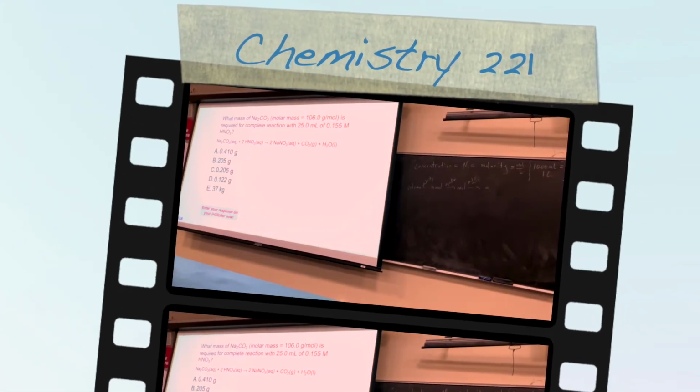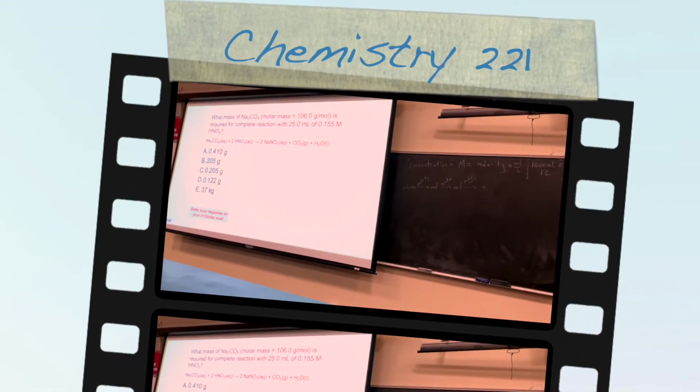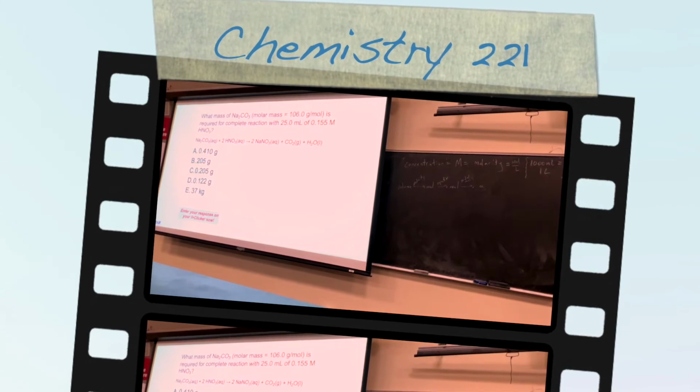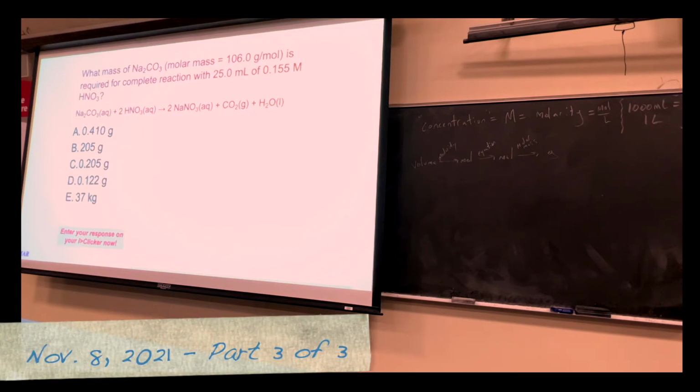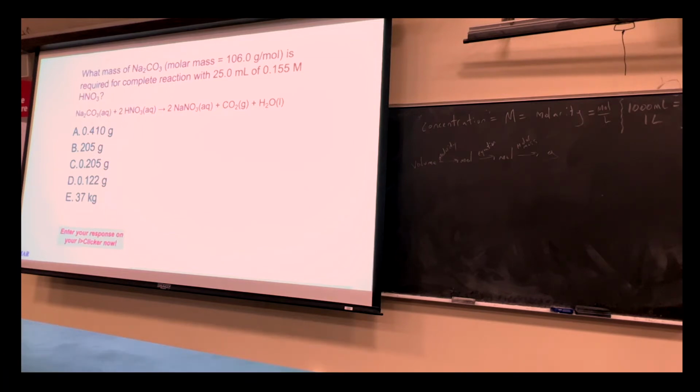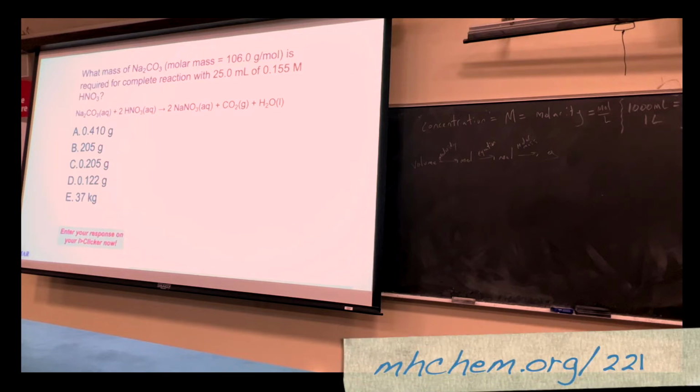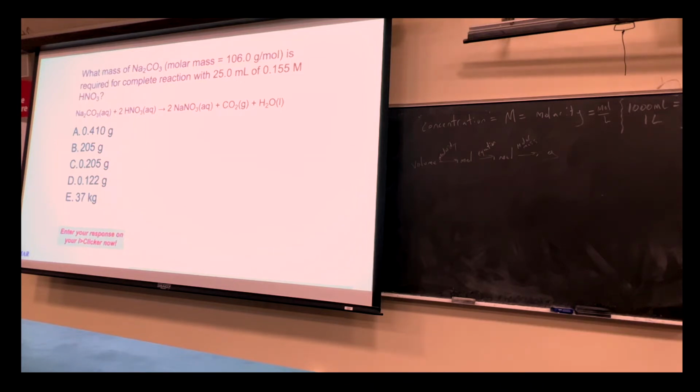This problem is a volume to moles to moles to grams problem. You're trying to figure out the grams of sodium carbonate, and you're starting here with a volume and a concentration of nitric acid. So the first step, going from a volume to a moles, you've got to turn milliliters to liters, and then you multiply by the molarity to give moles of HNO3.